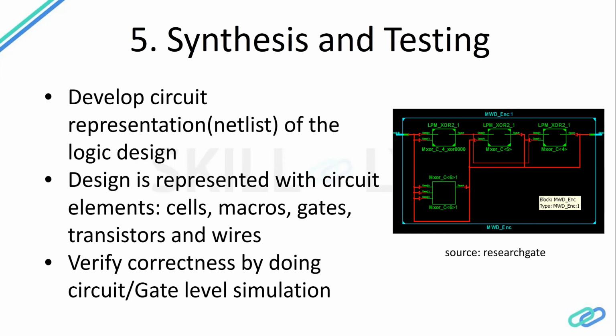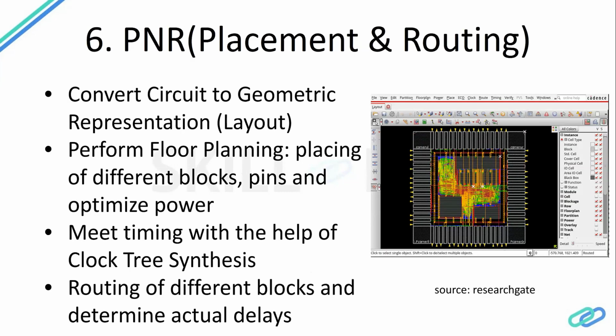The next step in the VLSI process is the PnR, or the placement and routing. Until now you had the circuit representation or the logical representation, and this has to be converted into a geometric representation, nothing but the layout. Again, this conversion is facilitated by a tool. Usually you give the circuit representation, the gate level netlist, to certain tools, and they will create a layout out of that.